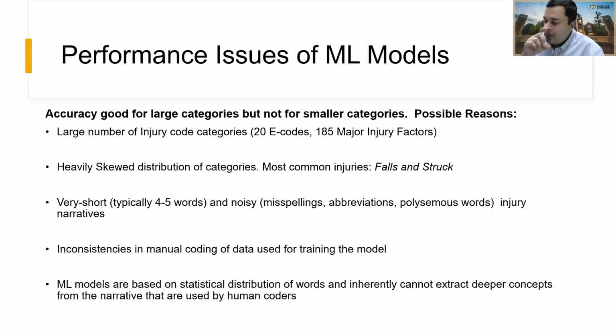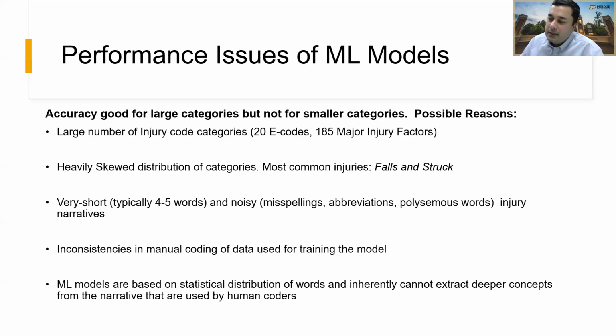These are some of the challenges, and there are even misspellings. We as humans can locate a misspelling and are able to resolve it, but for the machine learning model, it is difficult to resolve on its own. There are also inconsistencies in the manual coding of data, which is used for training.